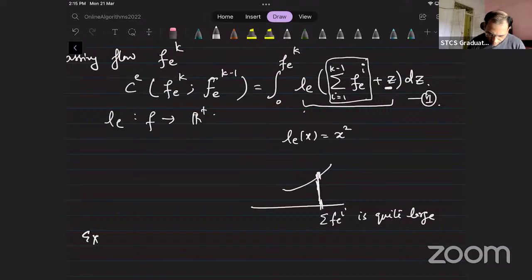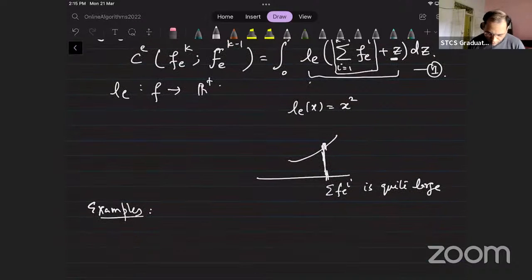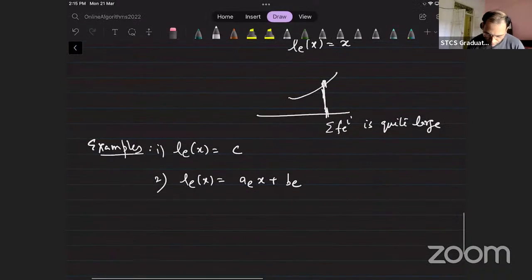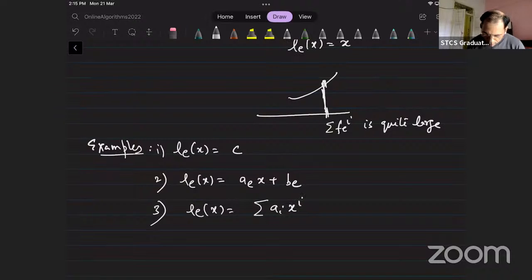So let's look at examples which are useful. One simple example is a constant function. Things will be easy. Then there is a linear form, a x plus b, which is what we look for most of the class, or it can be polynomial, such as a_i x to the power i. This will be the one we'll actually worry about the most in the class.